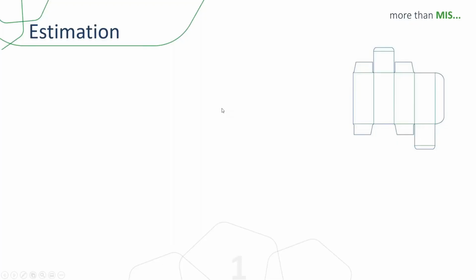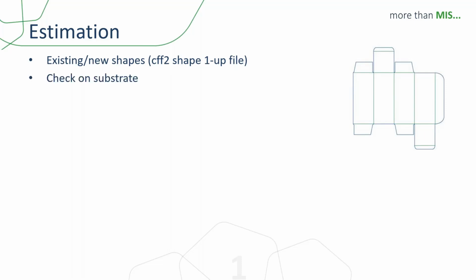Let's have a look at estimation. So the purpose of estimation is to calculate existing or new shapes, starting from a CF2 shape one-up file, and calculate the imposition on a bigger sheet. So the wizard itself will check the shape or shapes, and if multiple shapes were selected, will check the substrate of these shapes, since you cannot combine different shapes with different substrates on one sheet, of course.